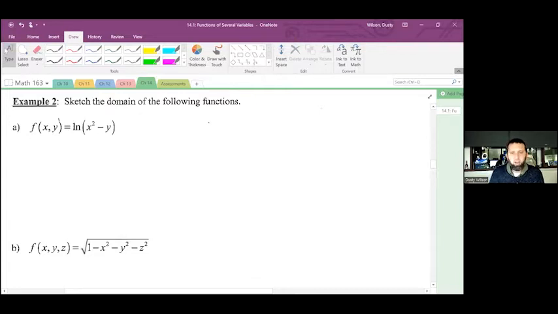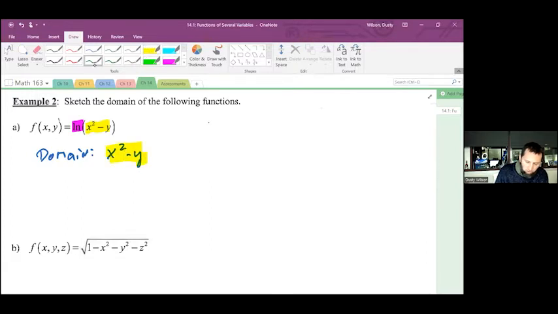Example 2. Sketch the domain of the following functions. A, f of x, y equals the ln of x squared minus y. Here, our domain is going to be dictated by the ln function, and you'll remember that the ln function likes only positive numbers. It doesn't like negatives, it doesn't like 0 either. And so our domain here is going to be where the argument of the ln function, x squared minus y, is greater than 0. Because again, this will make the ln happy.